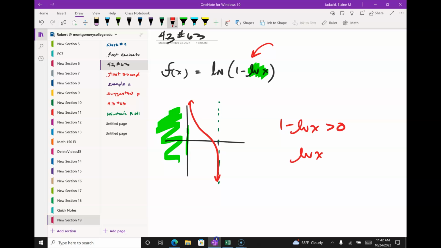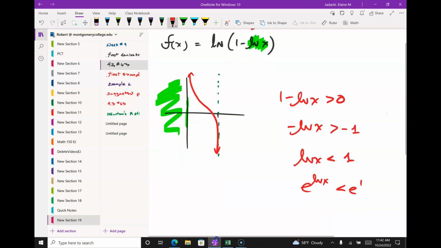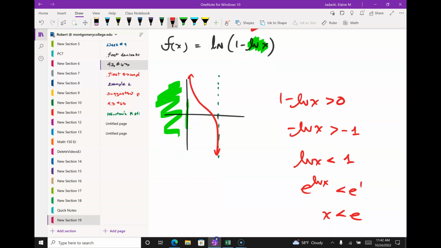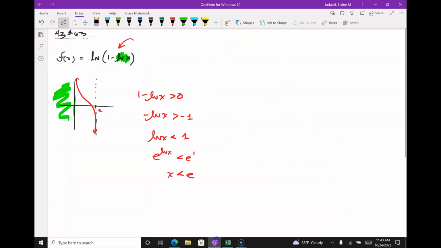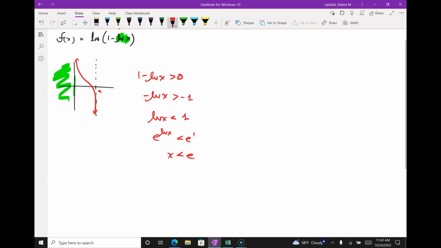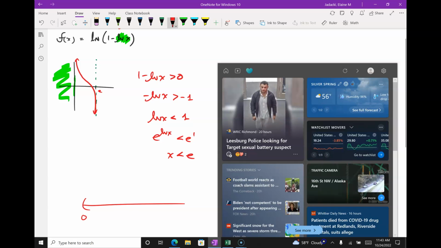So minus ln of x is greater than negative 1, or ln of x is less than 1. Raising both sides base e, I get x is less than e. So I have to be between 0 and e exclusively. Is that making sense? So I already know when I draw my number line, I'm just going to go from 0 to e, right?